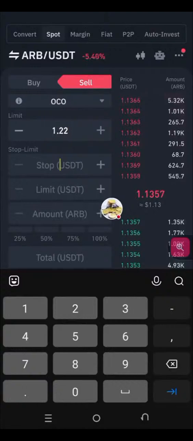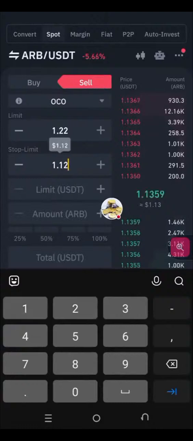Then I'll have to put my stop also, right? So if it's going down, I need to put my stop. That's the stop limit, the stop loss, right? I need to put that. So if it goes below, this is currently 1.359, so if it goes below like 1.2, for instance, I don't want to lose my money, right? I don't want to waste time in this trade.